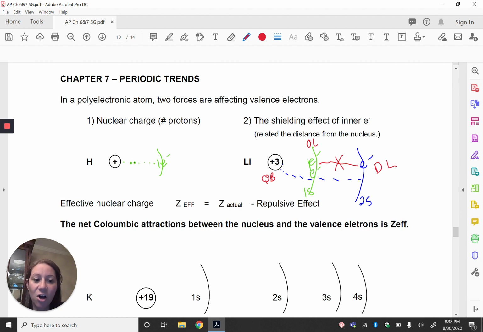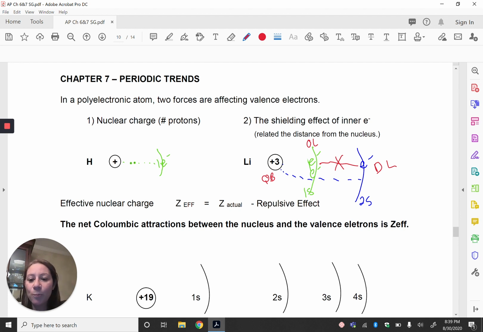This year, instead of calling it Zeff, we are going to call it the net Coulombic attraction between the nucleus and the valence electrons. It's kind of a long name, but College Board loves this phrase, the net Coulombic attractions. Coulombic attraction just means positive-negative attraction, or negative-negative repulsion. If it's attraction, obviously positive and negative. And so the net between all these, last year we called it Zeff. Now we're going to call it the net Coulombic attraction between the nucleus and the valence electrons.